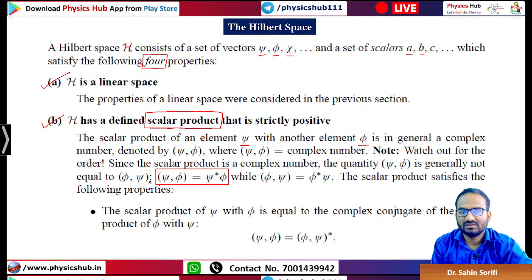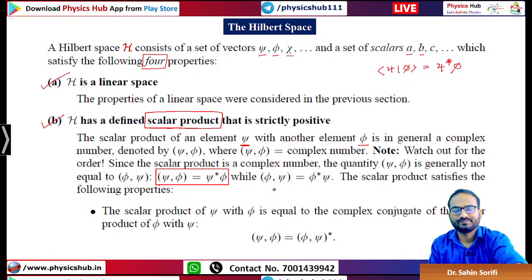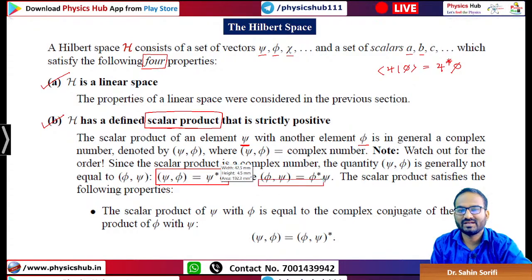Later on we'll show you this is actually ⟨psi|phi⟩ in bracket notation, because it is a bra, that is why we give star to the bra and the ket remains intact. Okay, we will talk about it later. For the time being, you know this. ⟨phi|psi⟩ will be phi star psi in a similar manner. So ⟨psi|phi⟩ and ⟨phi|psi⟩ are not the same.